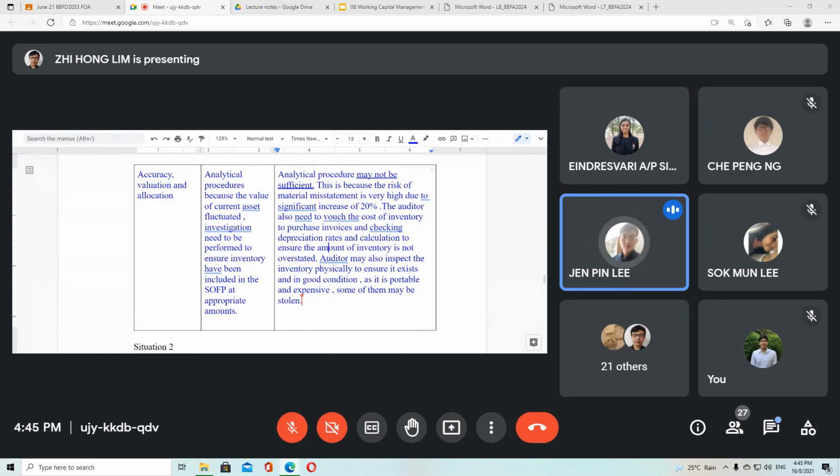My answer is basically similar to what he presented just now. The assertions to be emphasized are accuracy, valuation, and allocation, and we will be performing analytical procedures because the value of the current assets fluctuated, which is a very significant increase of 10%. So we have to perform investigation in order to ensure the inventory has been included in the SOFP at the appropriate amount. No lah, the main thing is not valuation.